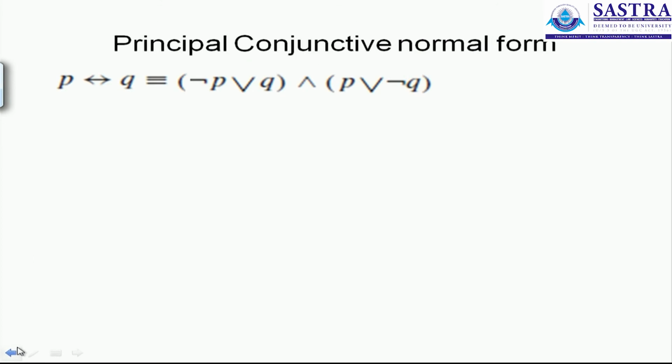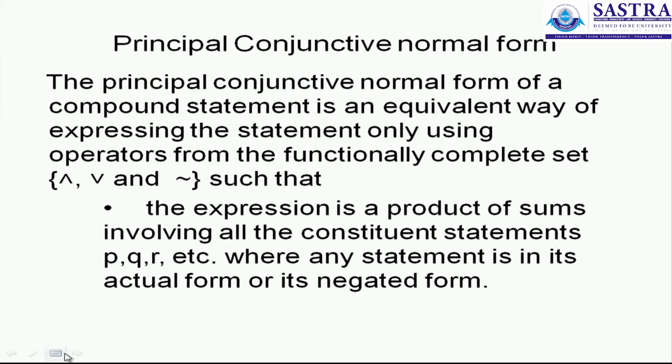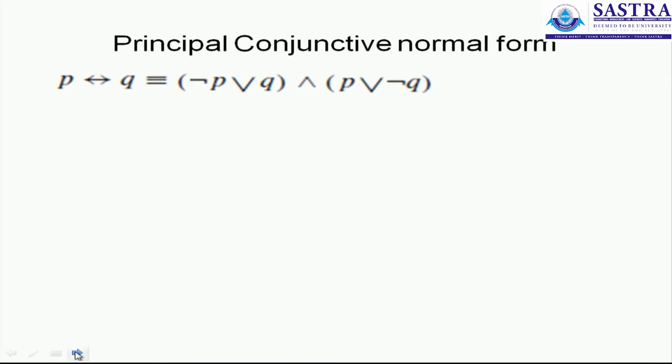What we'll look at next is the principal conjunctive normal form. It's the opposite of the same, except that it is in terms of a conjunction. Now one example that you can see on your screens is this. The principal conjunctive normal form of any compound statement is an equivalent way of expressing the statement only by using the operators such that the expression is a product of sums. You have flipped them, involving all constituent elements in their actual form or the negated form. An example of that is on your screens.